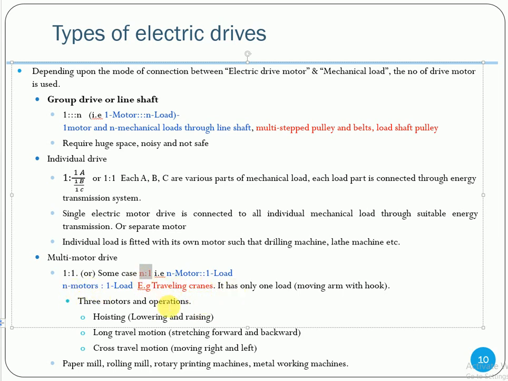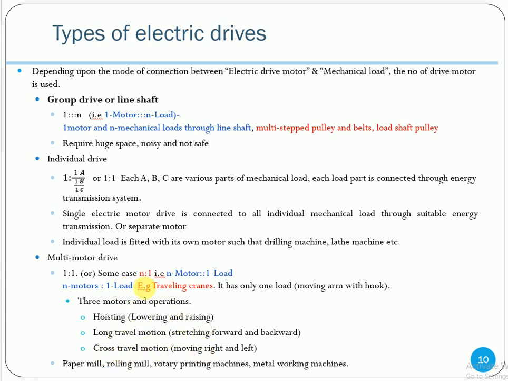The best example is the traveling crane. What is the purpose here? The traveling crane, okay, the hook goes moving up and down. Another motion is vertical axis traveling, and horizontal axis traveling. So for that, a separate motor is needed for each one.